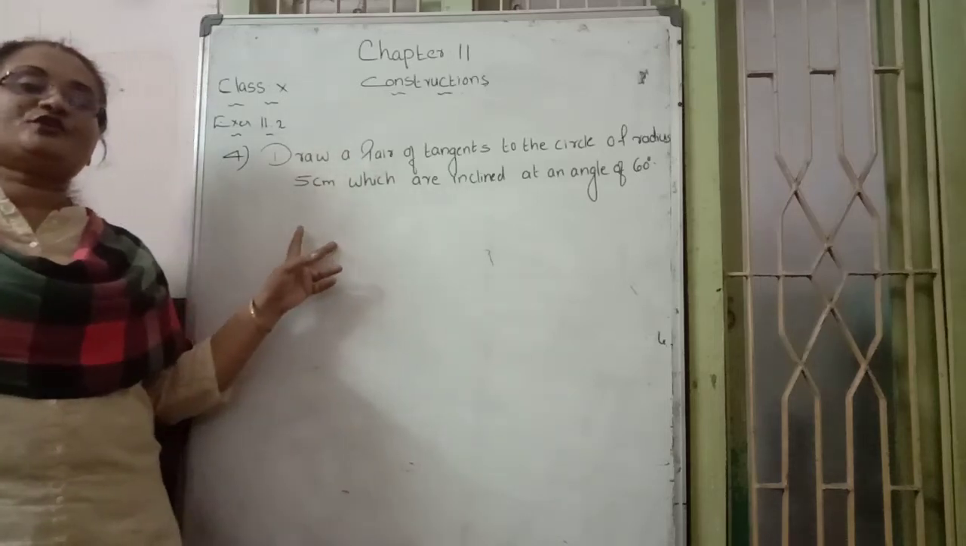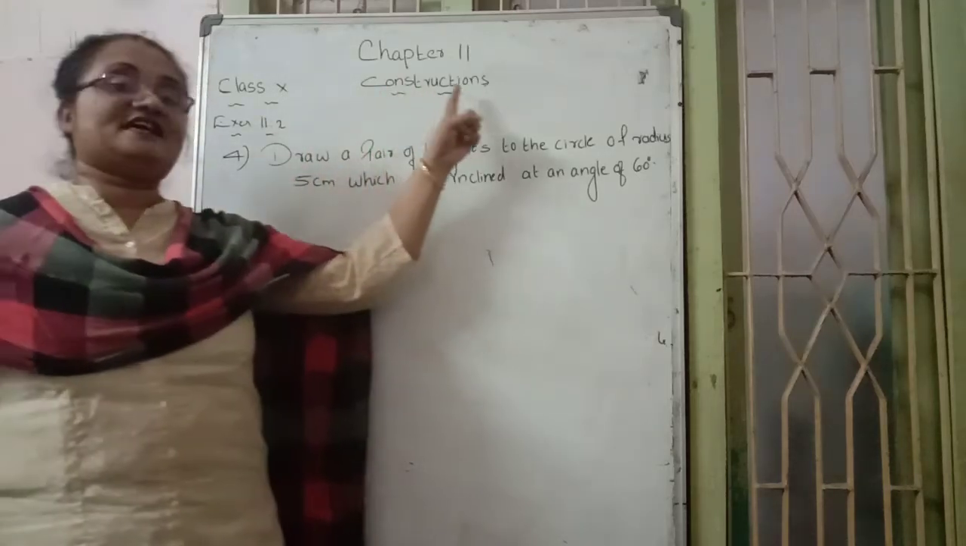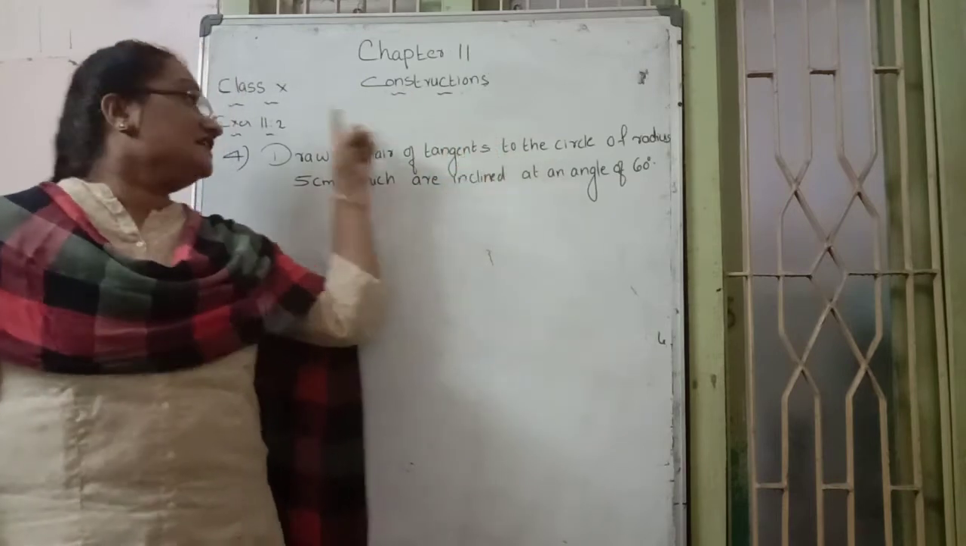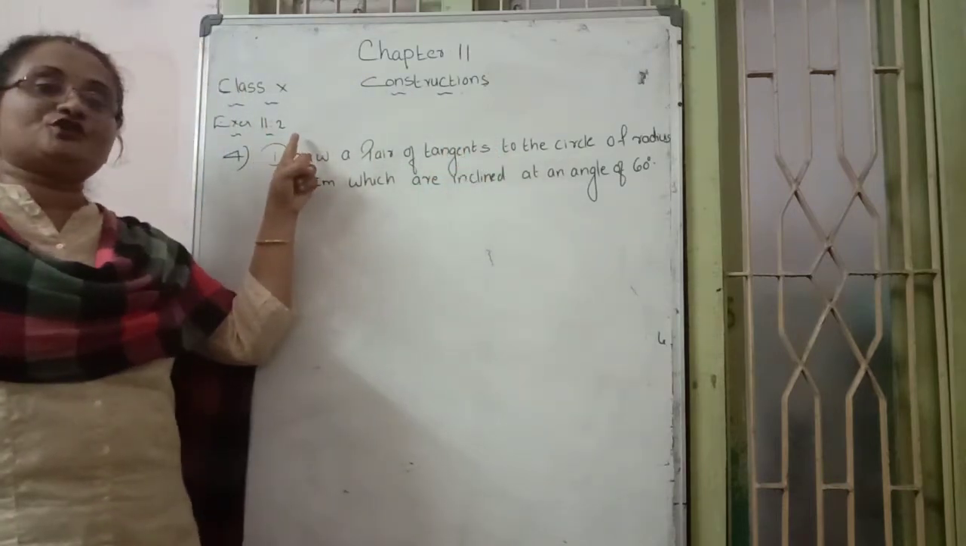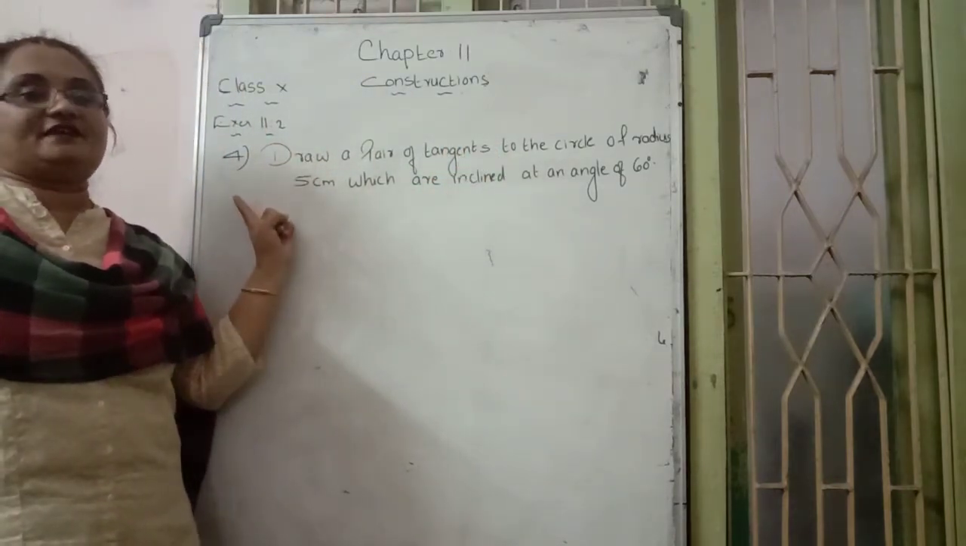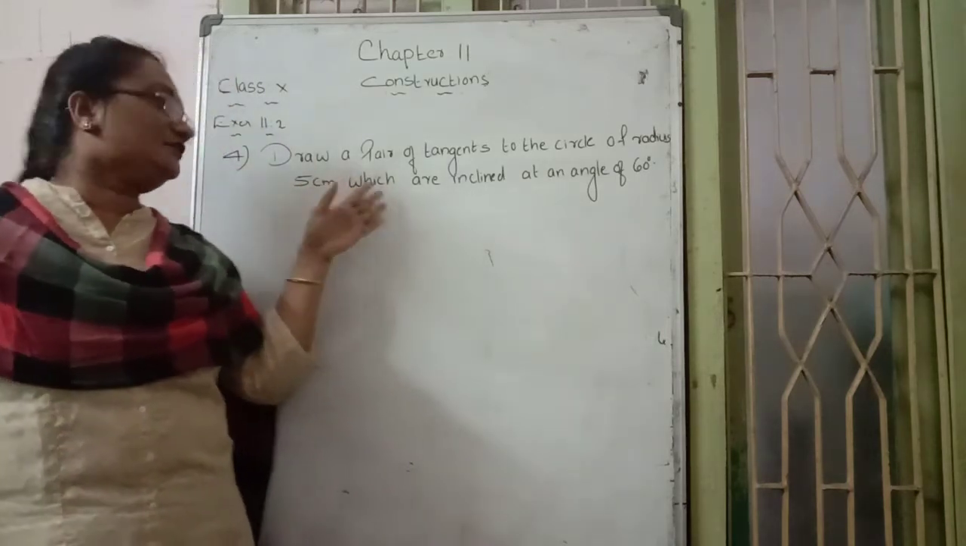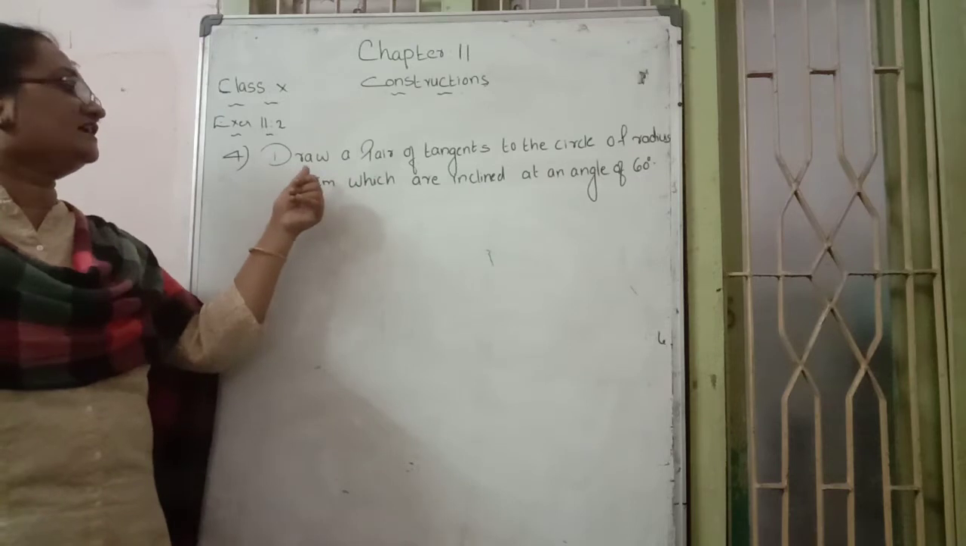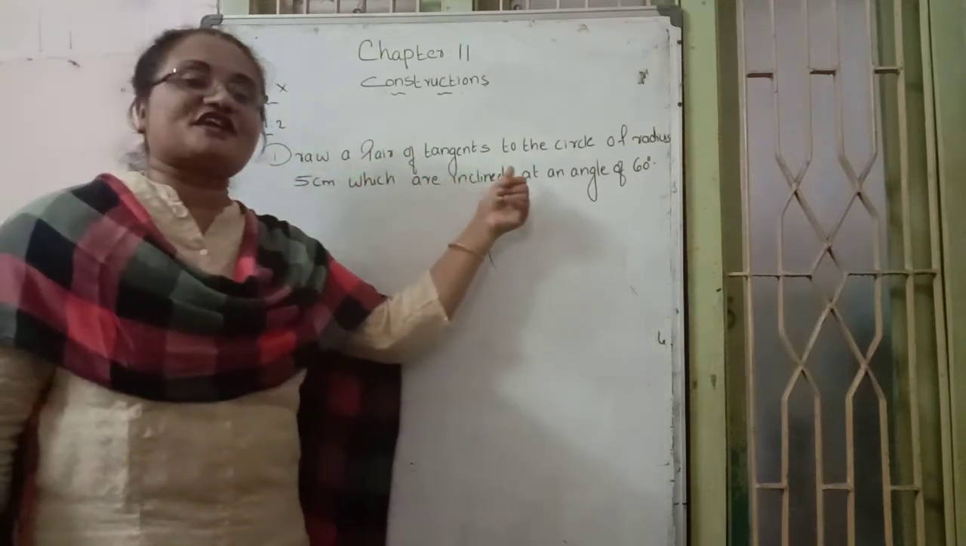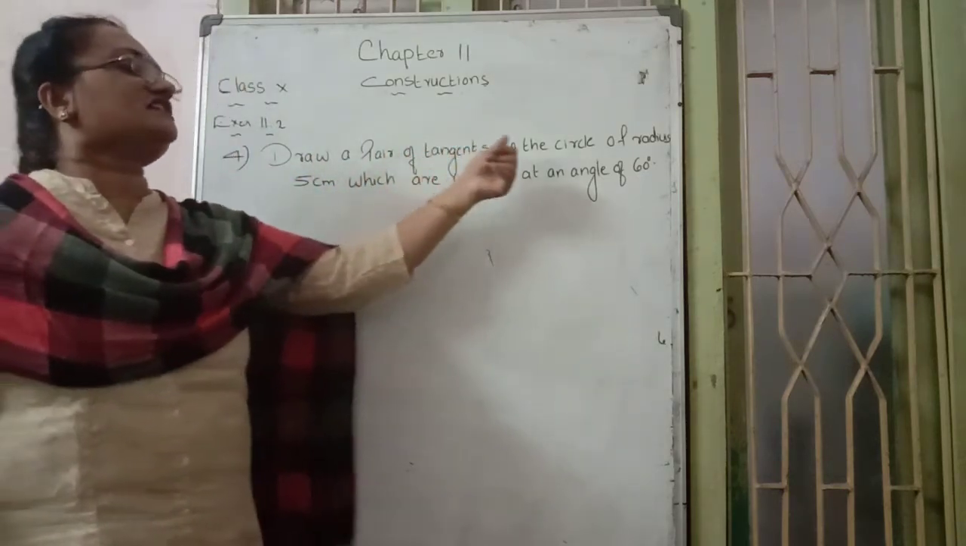Now we are going to discuss Chapter 11, Constructions, Exercise 11.2, fourth question. The previous three questions we have already completed. What do they say in the fourth question? Draw a pair of tangents to the circle.